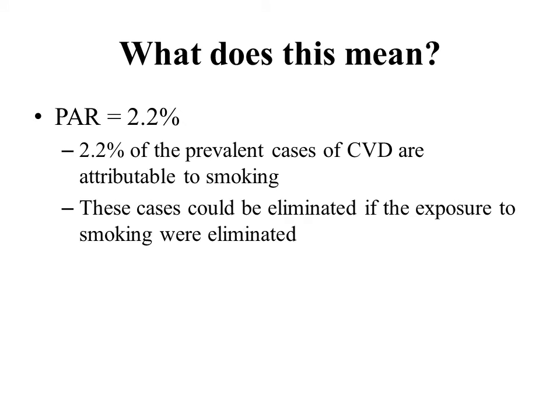So what does this mean? Our population attributable risk is 2.2%. This means that 2.2% of the prevalent cases of cardiovascular disease are attributable to smoking, at least according to this definition. So what that means in other terms is that these cases could be eliminated if the exposure to smoking were eliminated, at least in theory if we take a very narrow view. So we could eliminate 2.2% of cases of cardiovascular disease if we eliminate this exposure to smoking.